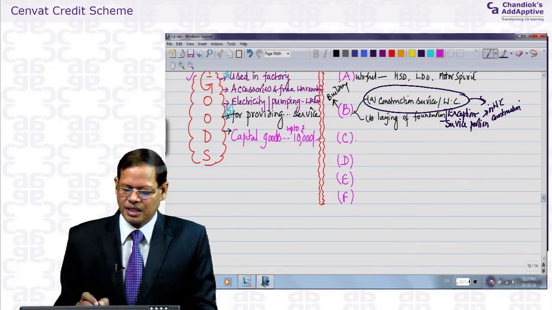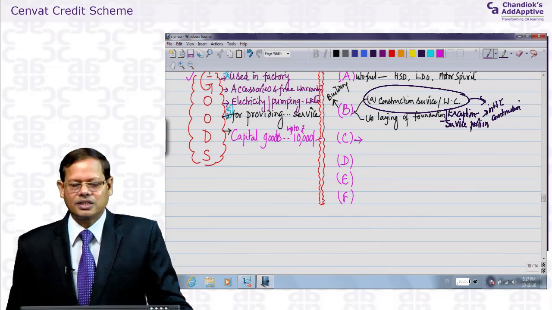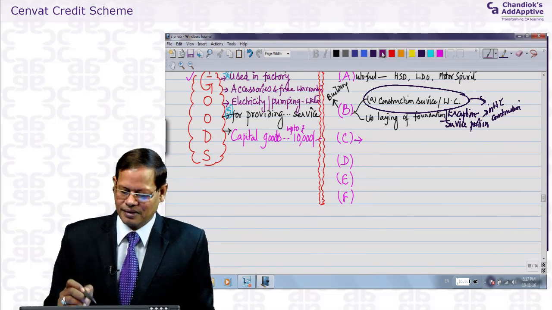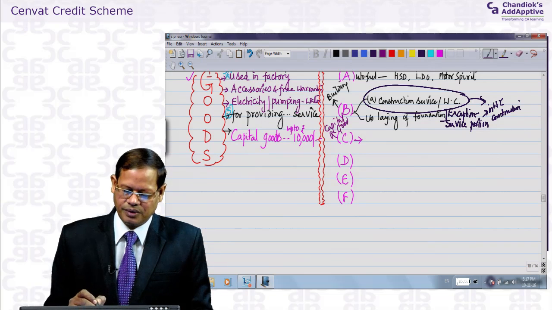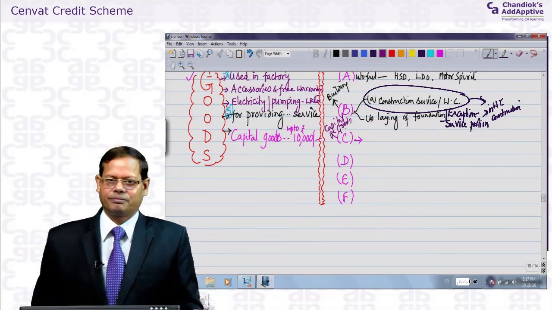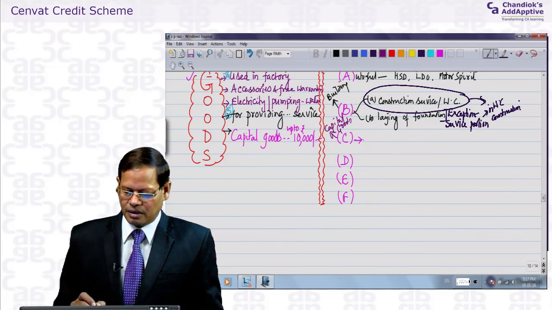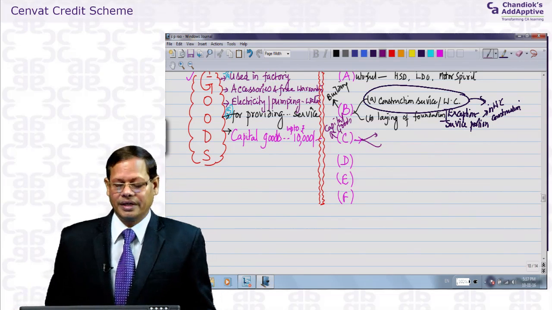Okay. And C, what about this C? C stands for capital goods. Capital goods are not inputs, but there are 2 exceptions. One earlier exception and another one is recent exception. What is the earlier exception?